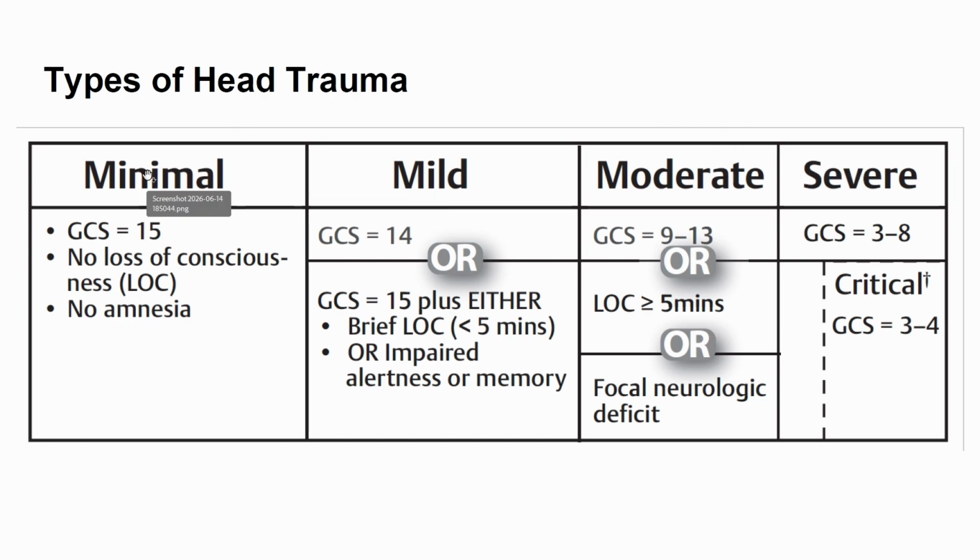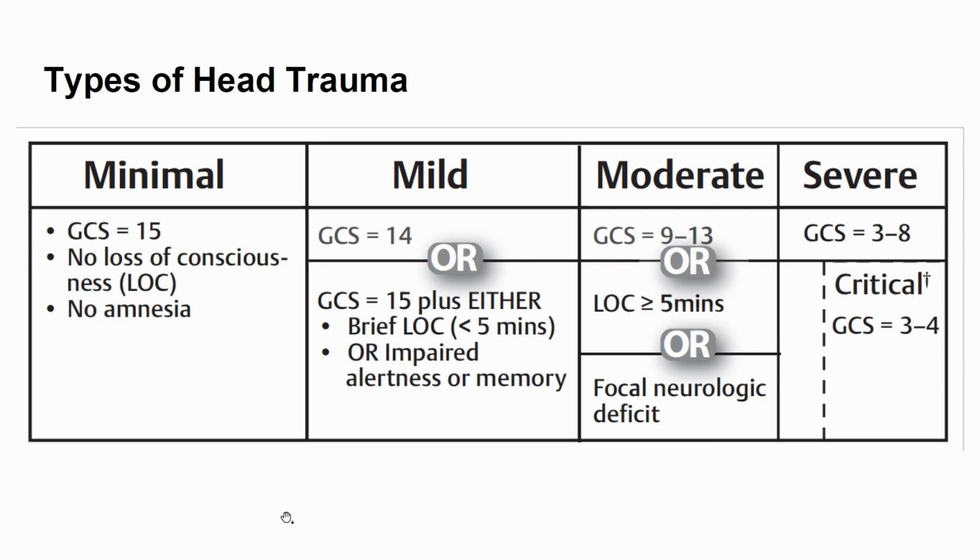So in the minimal head trauma, the Glasgow Coma Scale of the patient will be 15. The patient will be fully conscious. There is no loss of consciousness. The patient has not lost his consciousness at the incident site, at, let's say, the motor car accident site. There is no amnesia. So the patient can remember all the things that happened during the incident.